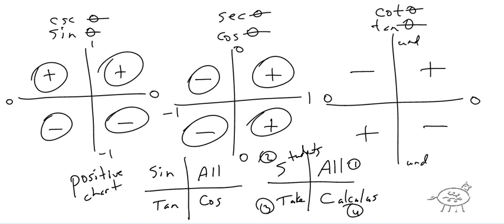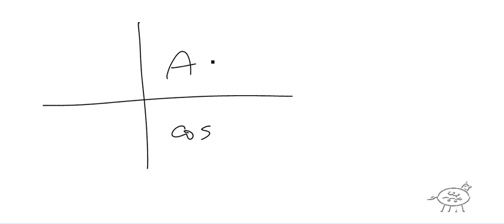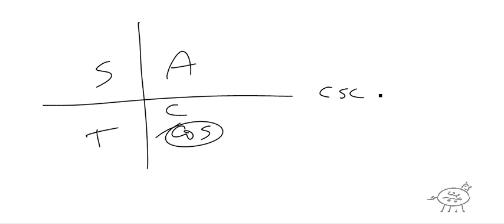So let's just do an example here. If I said, what is cosine here? Well, here, we'll just draw it. All students take calculus. Oh, hey, cosine's positive. What is cosecant? Cosecant is positive here. Cosecant goes with sine, so it's positive here, negative, and negative. Okay, it's pretty easy.